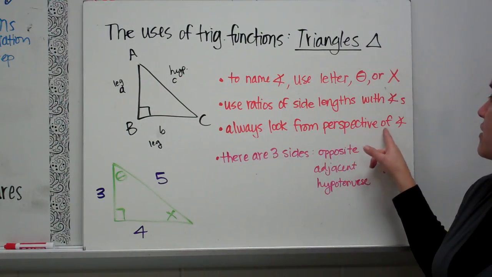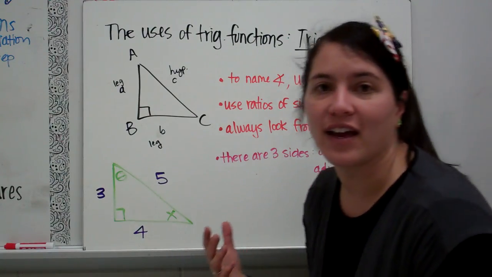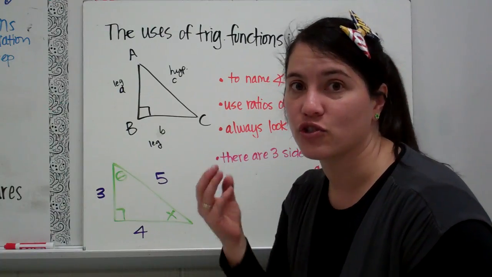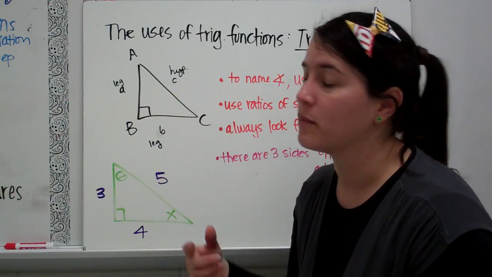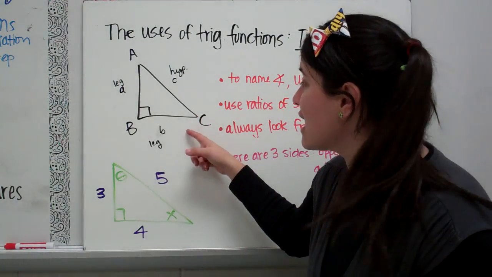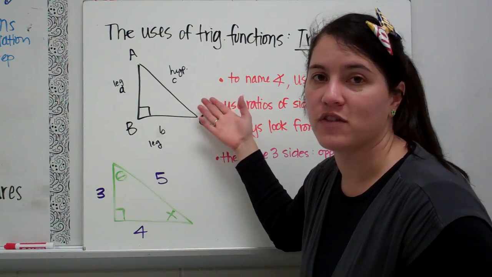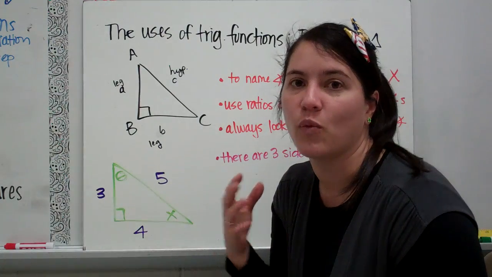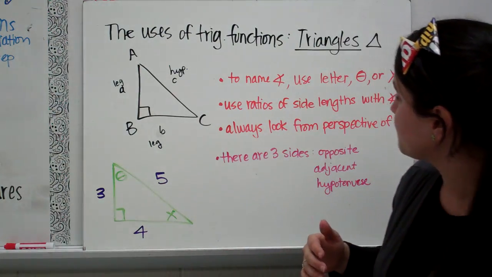Always look from the perspective of the angle. When you have a trig problem, it's going to ask you to look from an angle, and that is your starting point. That is the perspective you look from. So if this problem asked about C, then we would want to look from the perspective of C, not B or A, but C. So you always want to make sure you understand where the angle is you're starting from.